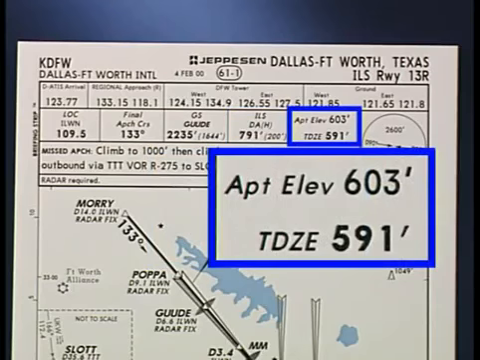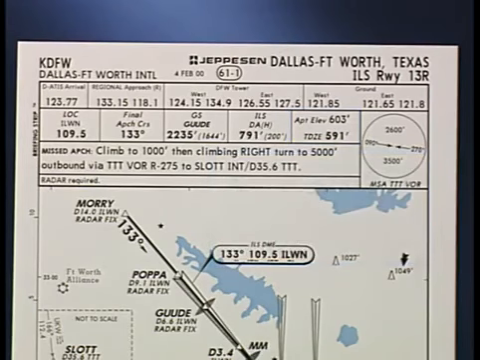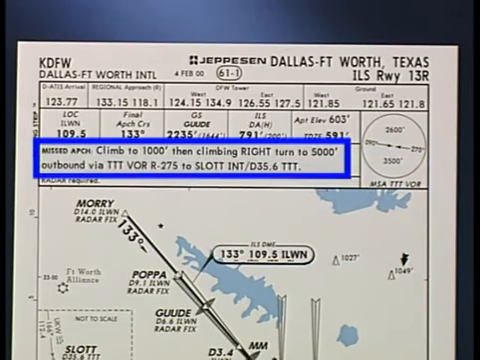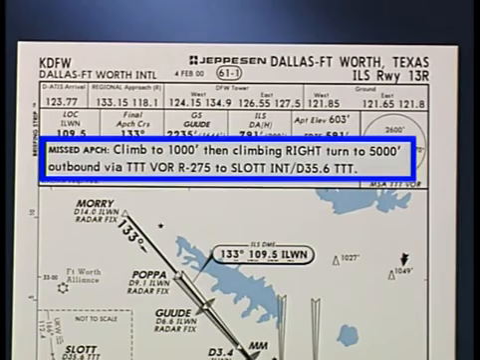Also included in the pre-approach briefing information is the airport elevation and the touchdown zone elevation. Below this row of information is a textual description of the missed approach procedure. On this particular approach, the procedure requires a climb to 1,000 feet, then a climbing right turn to 5,000 feet outbound via the TTT or Maverick VOR on the 275-degree radial to the slot intersection. Slot intersection is 35.6 DME from Maverick.